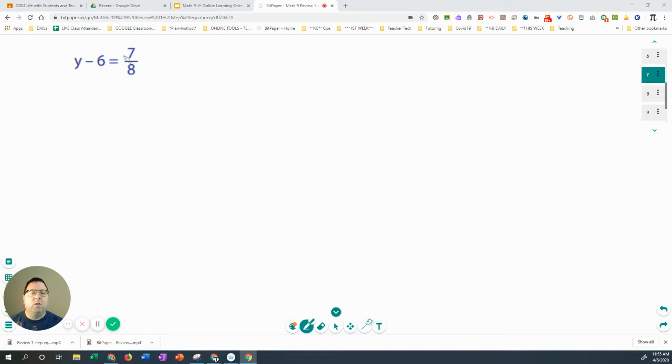Now, really what I would like you to think of is, let's not worry about the 7/8 because that is not attached to the variable. In other words, the 7/8 is not on the same side as the variable. It's really the 6. So the rules of algebra don't change. You have to get the y by itself. You have to get the variable by itself. That's called isolating the variable, okay?